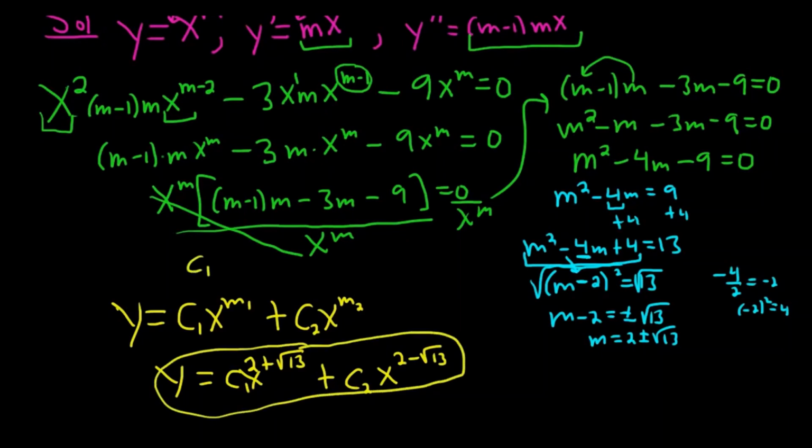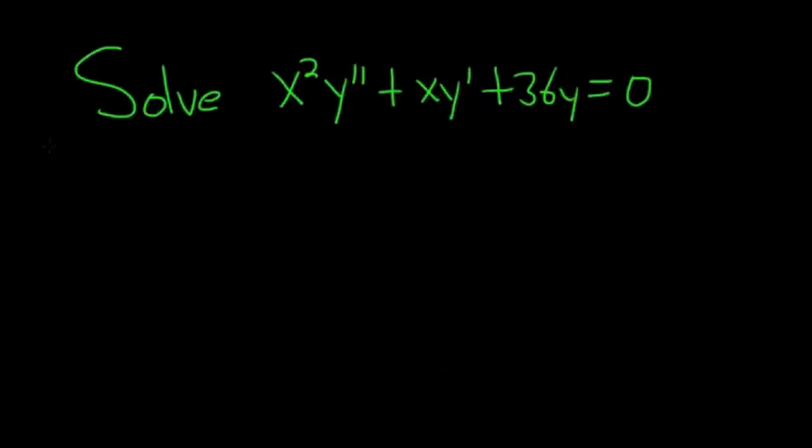So let me write it again up here. It'd be C1 x to the 2 plus square root of 13 plus C2 x to the 2 minus square root of 13.